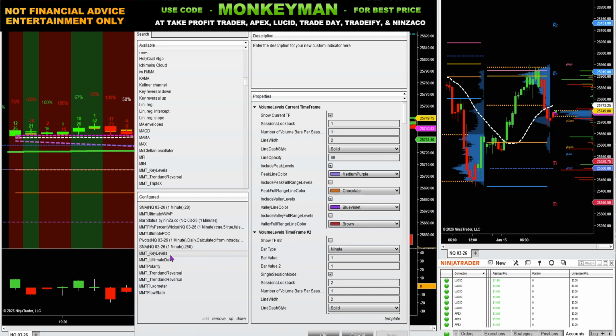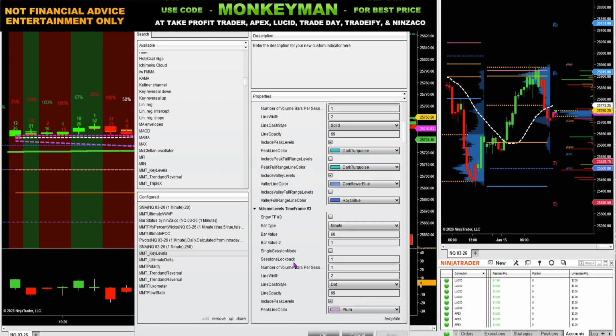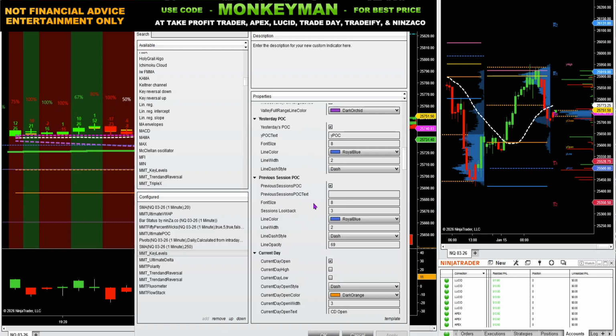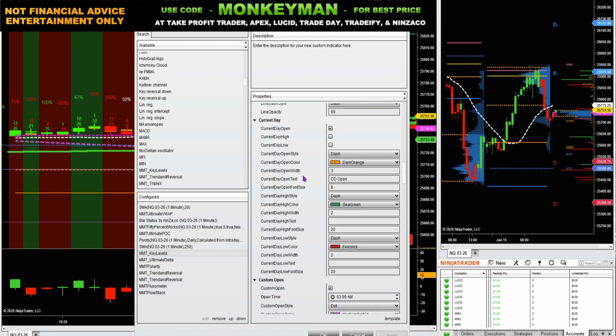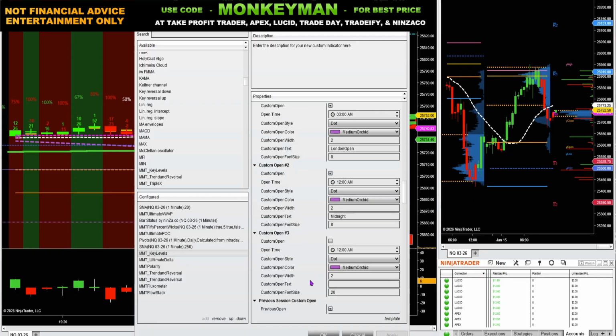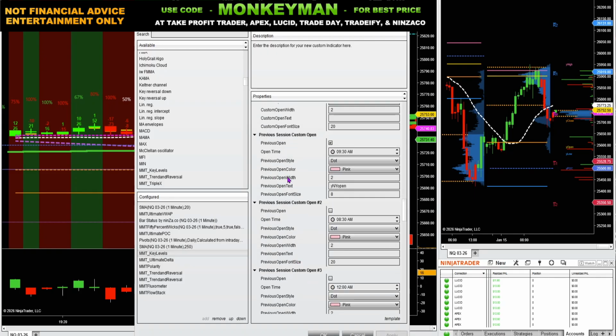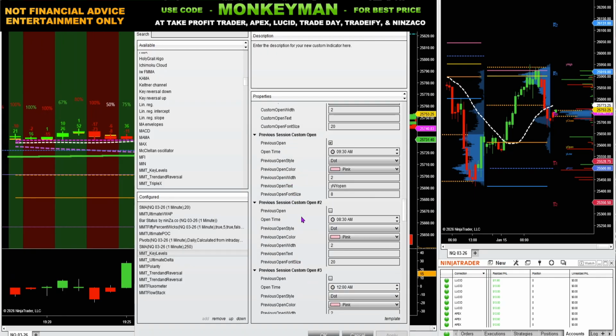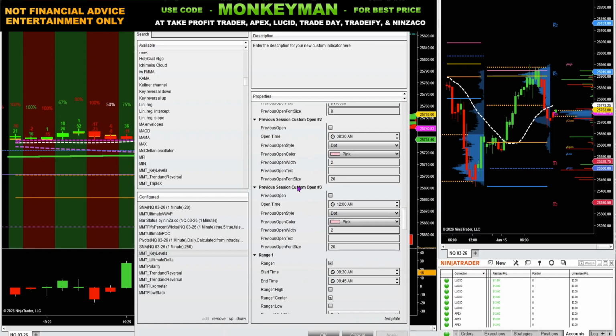I've got the MMT key levels indicator. It's got some special volume levels on there. Yesterday's point of control, previous session point of controls, current day open. I've got London open here. I've got the midnight level. You can make your own custom time levels as well. I've got yesterday's New York open. You can also put your own custom levels from yesterday's session as well.